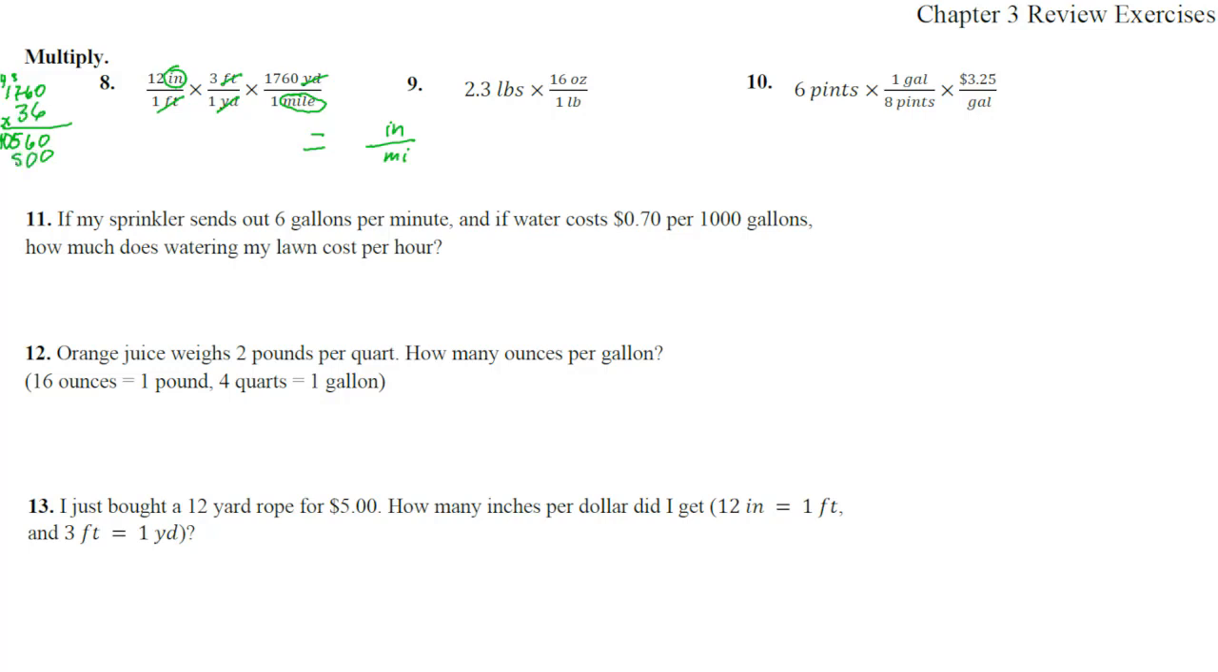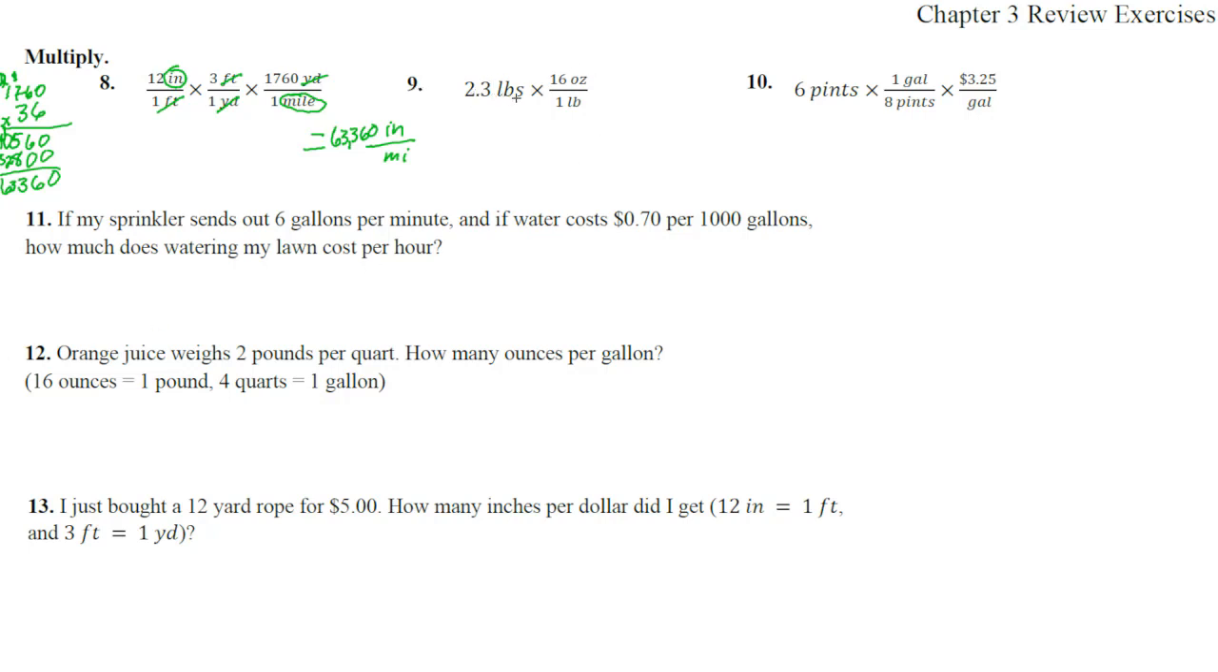3 times 6 is 18. Carry the 1. 3 times 7 is 21, 22. Carry the 2. And 3 times 1 is 3 plus 2 is a 5. Oh, running out of room over there. 0, 6, 13. Carry the 1 is a 3 and a 6. So we get 63,360 inches per mile. Good.